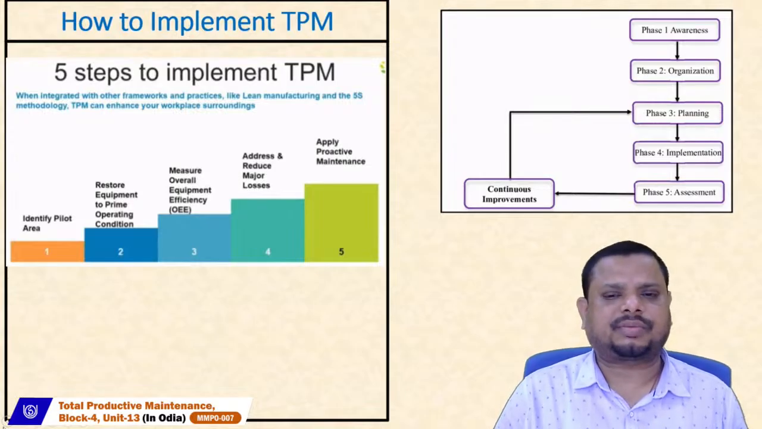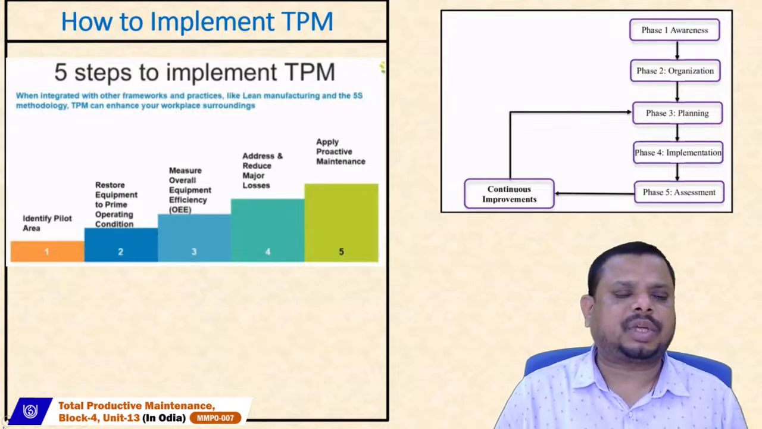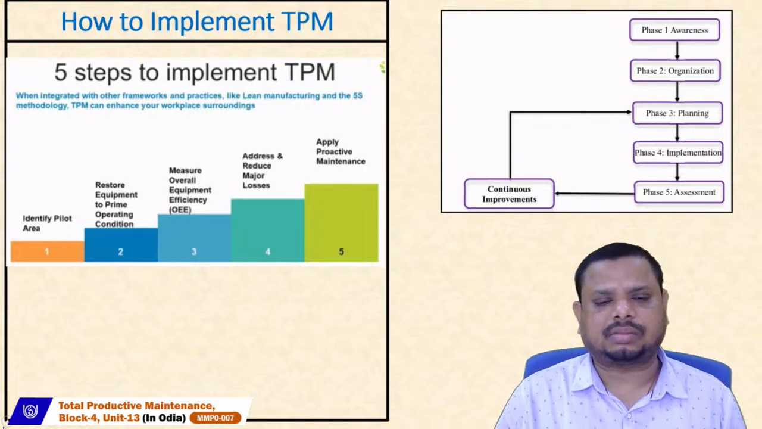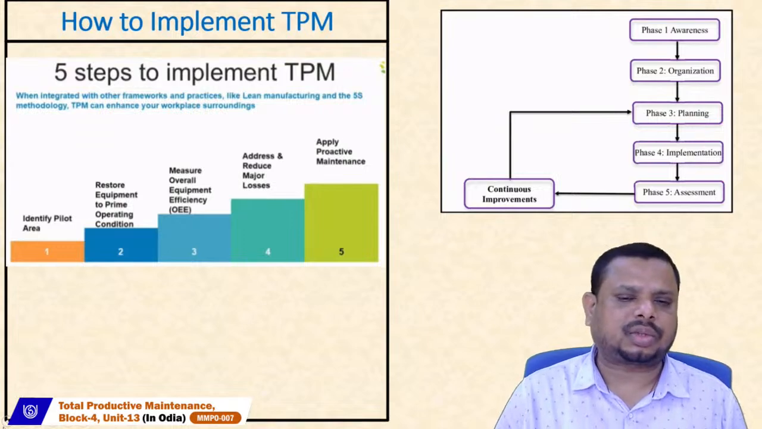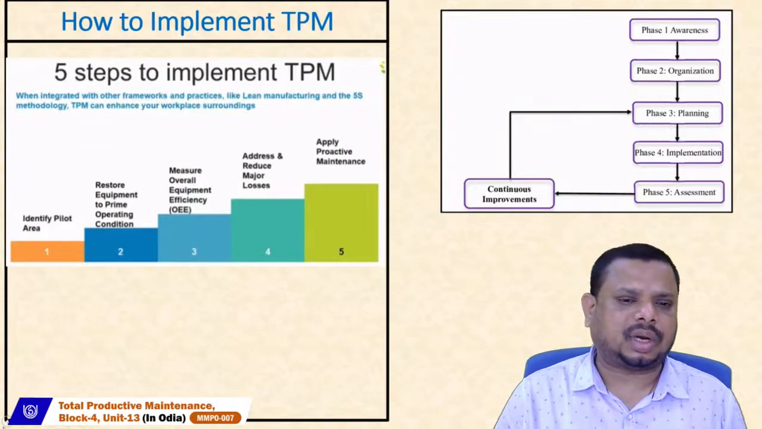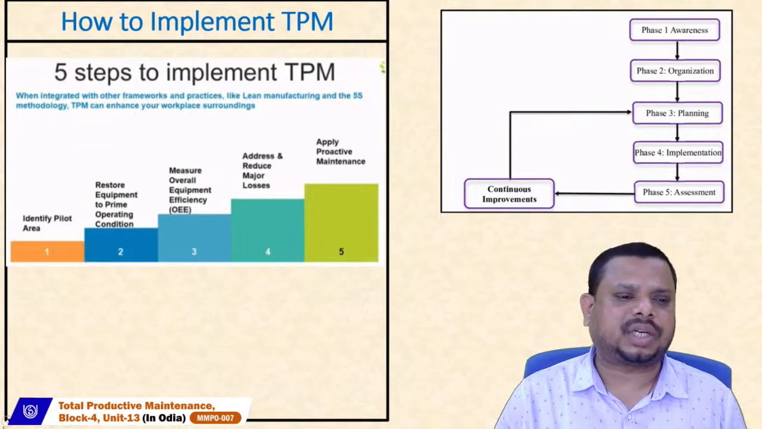So by combining this framework like lean manufacturing, just-in-time, and 5S, the TPM can enhance the workplace surroundings. So how have they enhanced the implementation of TPM with respect to the three objectives of TPM? That means zero defects, the next one is zero breakdowns, and the last one is zero accidents.